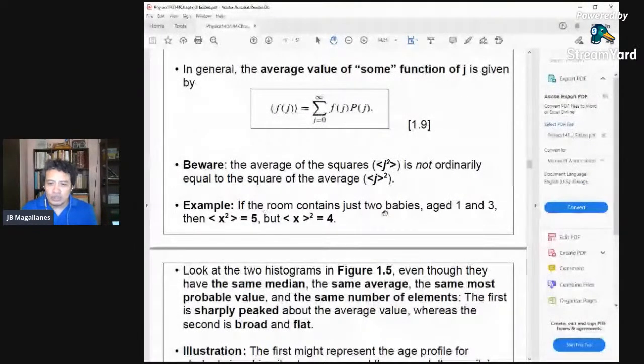if the room contains just 2 babies, age 1 and 3, the average age would be 2. And if you square the 2, that's equal to 4. But the average of the squares is equal to 5, because this is 1 square plus 3 square, which is equal to 1 plus 9 equals 10, divided by 2 is equal to 5. So here, the average of the square is 5, and the square of the average is equal to 4. So they are not equal. In general, they are not.